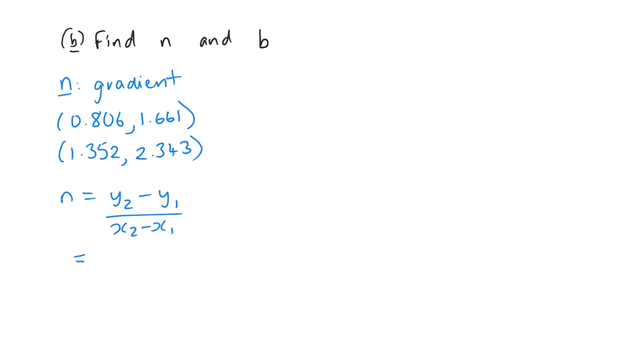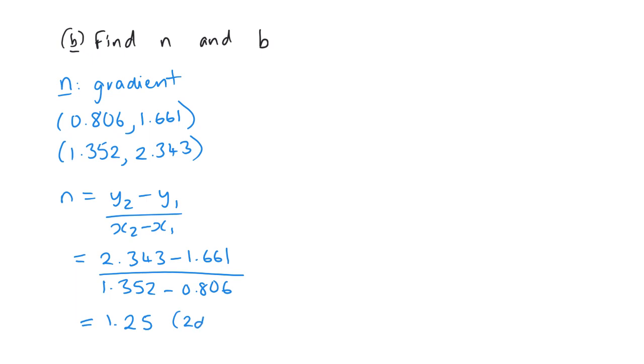So then put that into our formula for the gradient, y2 minus y1 over x2 minus x1. So 2.343 minus 1.661 over 1.352 minus 0.806. Put that into your calculator and we'll get 1.25, and that's to 2 decimal places.